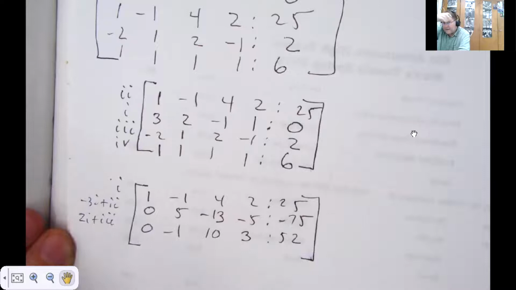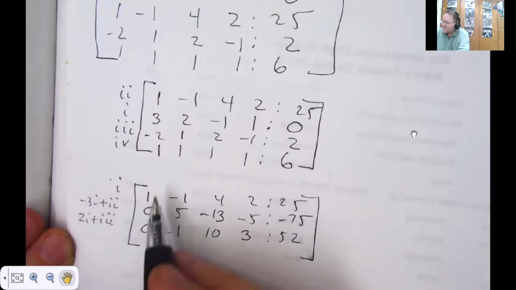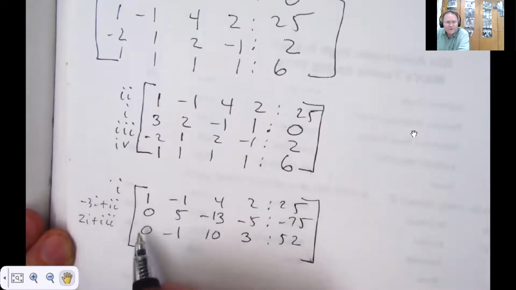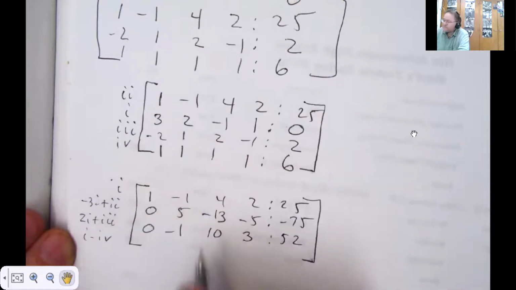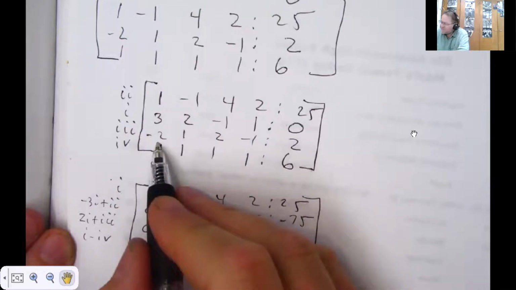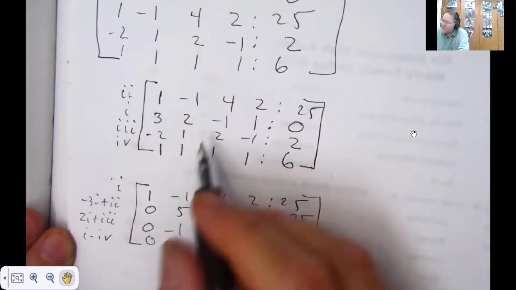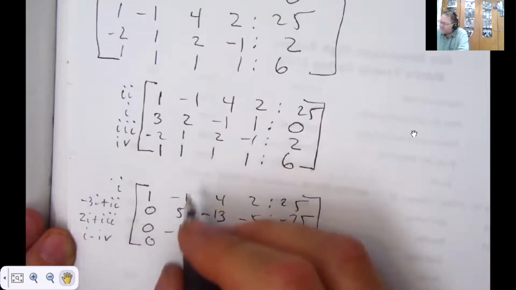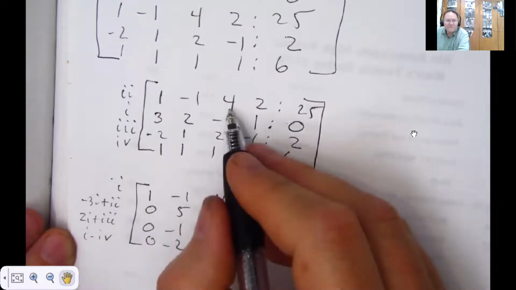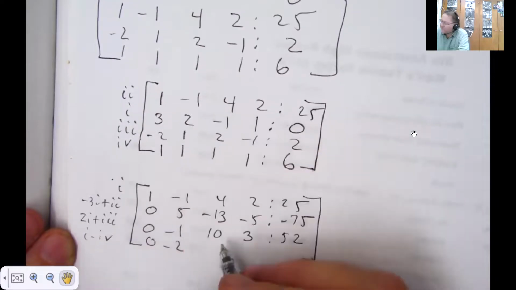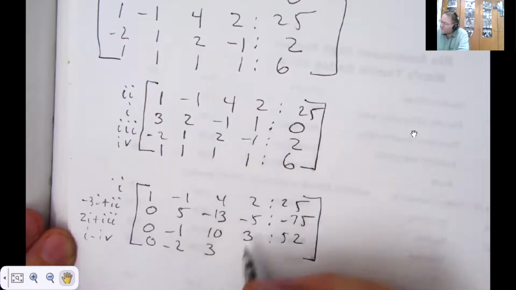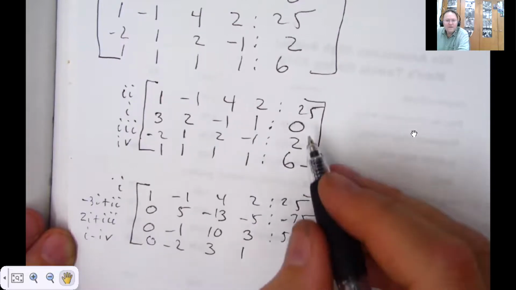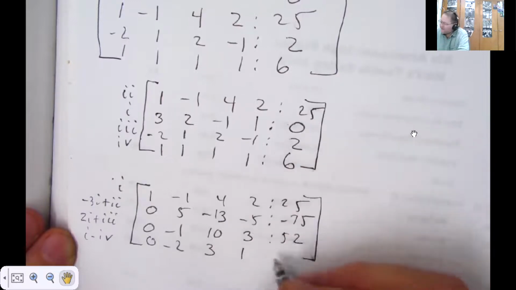All right, and now down to the bottom row, and I think we can just subtract. Let's go ahead and subtract. I'm gonna go row one minus row four. One minus one is zero. Negative one minus one is negative two. Four minus one is three. Two minus one is one, and 25 minus six is 19.